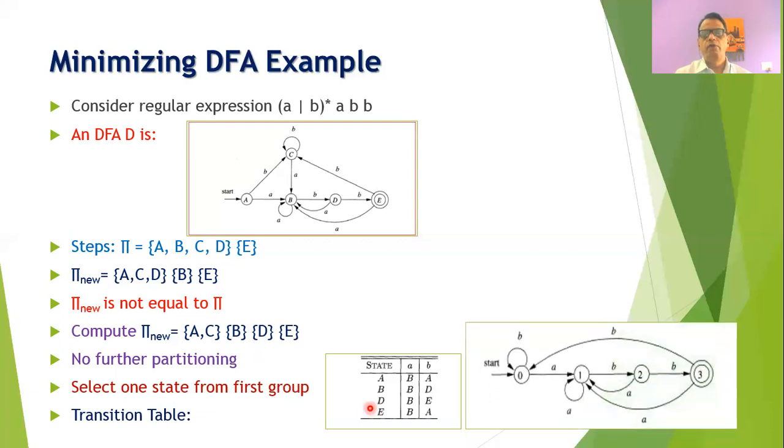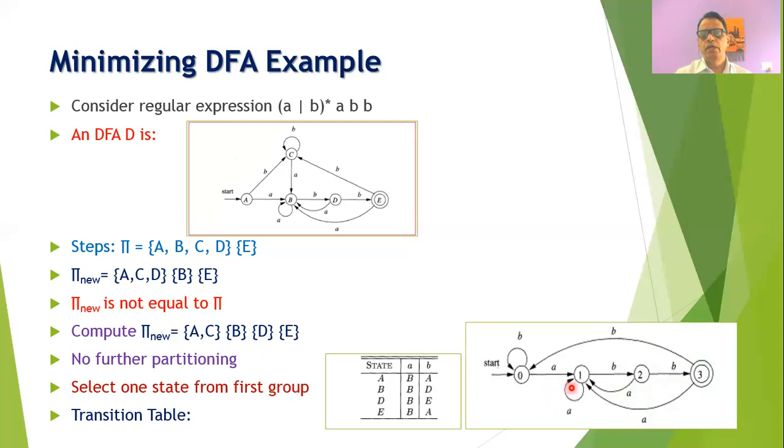And therefore, we can now draw the optimized DFA diagram where we represent the state A as 0, the state B as 1, the state D as 2, and the state E as the number 3. One can easily observe that from 0, there is a transition to 1 on A. Then on B, there is a transition to 0 itself.